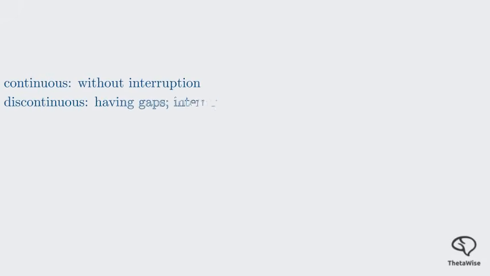Our next topic is about the flow of a graph. Are there any breaks or gaps? This leads us to the concepts of continuous and discontinuous graphs. We'll define continuous as without interruption and discontinuous as having gaps. A continuous function or relation is one whose graph can be drawn completely in one smooth motion without lifting your pencil from the paper. There are no holes, jumps, or asymptotes.